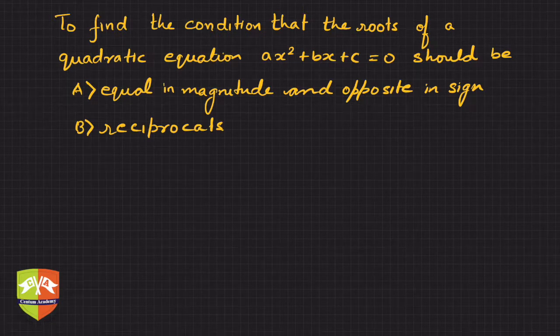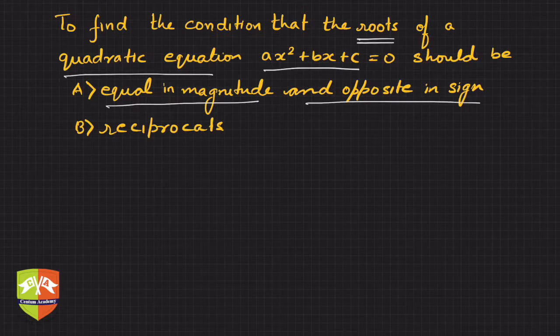Now, in this session, we are going to take up how to find the condition that the roots of a quadratic equation, ax squared plus bx plus c equals 0, are, first, equal in magnitude and opposite in sign, and secondly, reciprocals. So we have to find conditions such that the roots of a given quadratic equation are equal in magnitude and opposite in sign. And second, what is the condition for them to be reciprocals of each other?